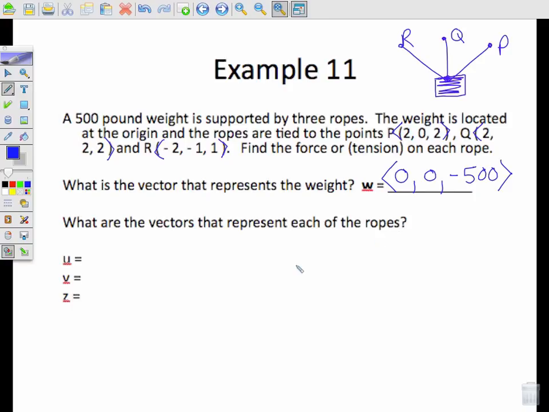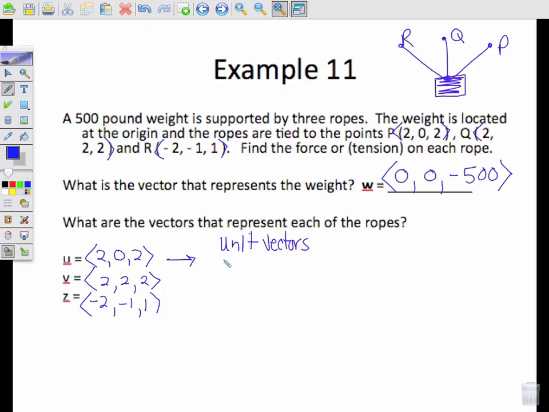What are the vectors that represent each rope? Each rope has a vector here. Let's call it vector u, and we'll attach that to P, so 2, 0, 2. The next vector is 2, 2, 2, and then negative 2, negative 1, 1. Now what we need to do though is find the unit vectors for each one of these.